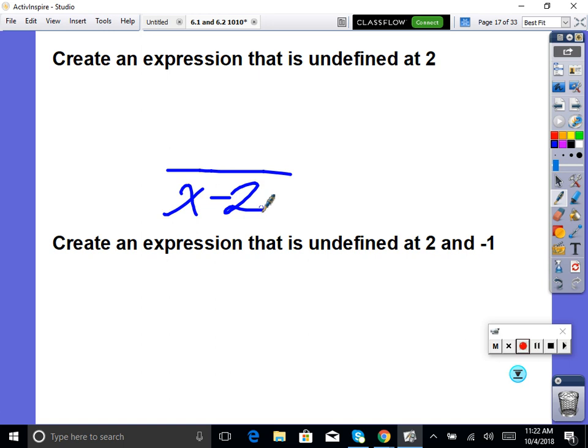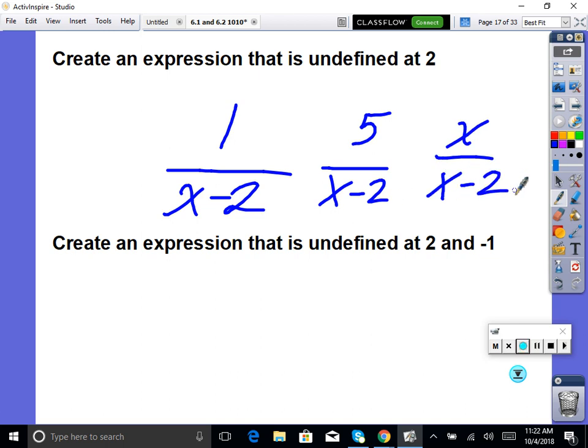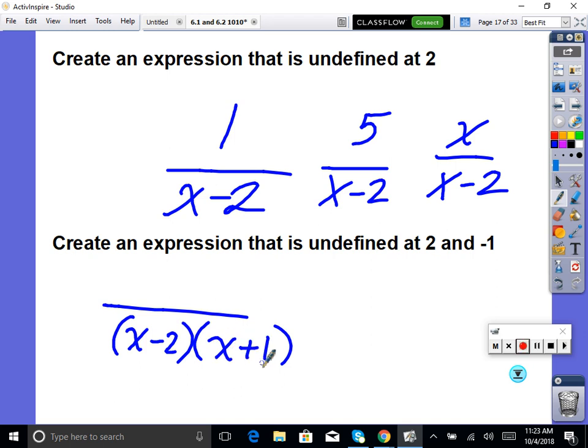Now on top, it says create your own expression. The top does not matter, does it? I could put a 1. I could put a 5. I could put an x. It doesn't matter. We're creating our own. So it says right here, create an expression that's undefined at 2 and negative 1. So what would my two things be? Good. And then on top, it doesn't matter what we put. I could put a 7 for all I care, right? I could put 7x squared, couldn't I? It doesn't matter.